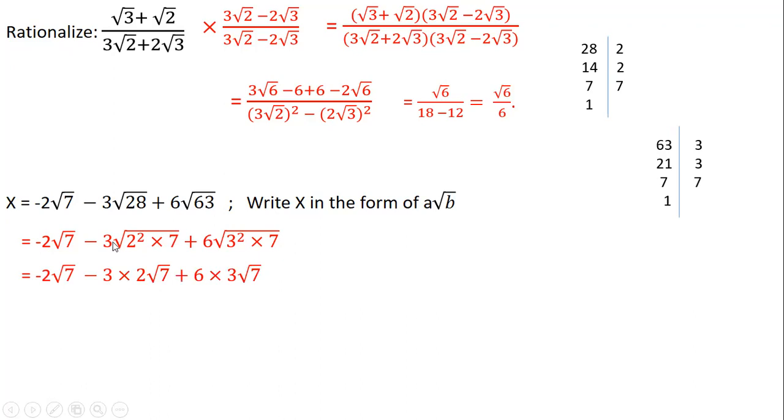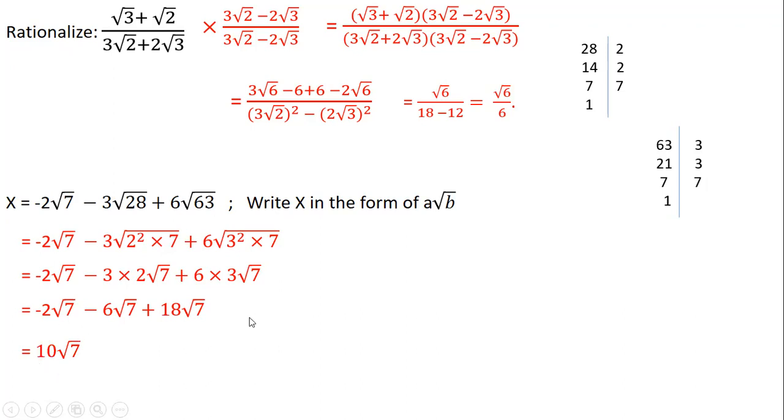Now, because we have a 3 outside, 3 times 2 is 6, and 6 times 3 is 18. Now, minus 2 radical 7 minus 6 radical 7 plus 18 radical 7. Since we have the same radicands inside, now we are able to add or subtract. Minus 2 minus 6 is minus 8. Plus 18, it is 10. So my answer is 10 radical 7.